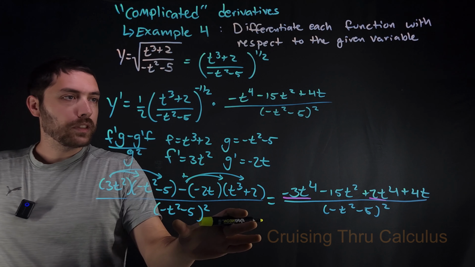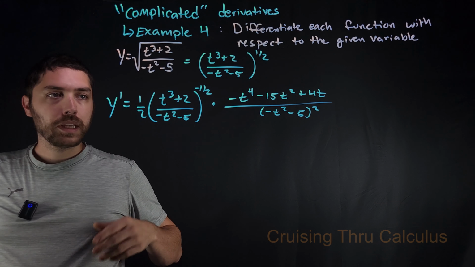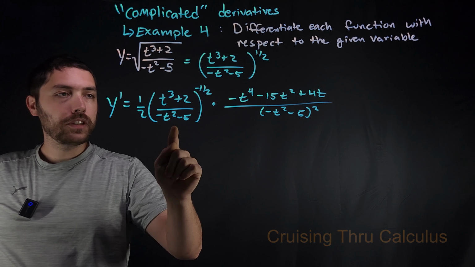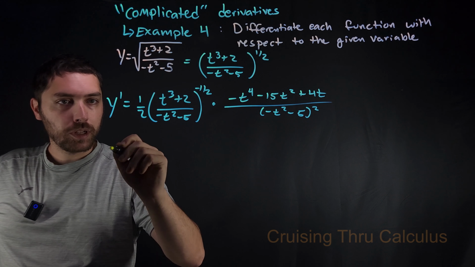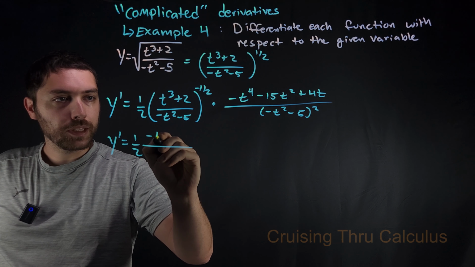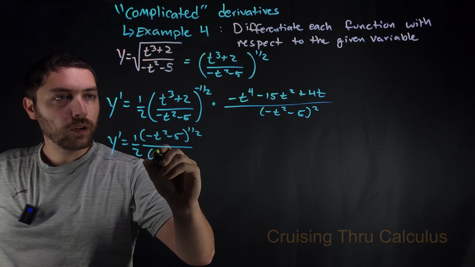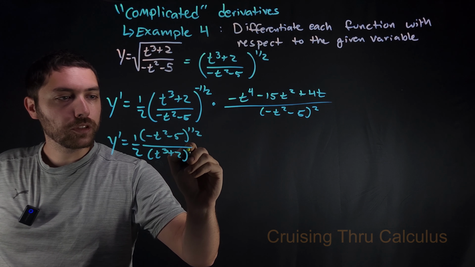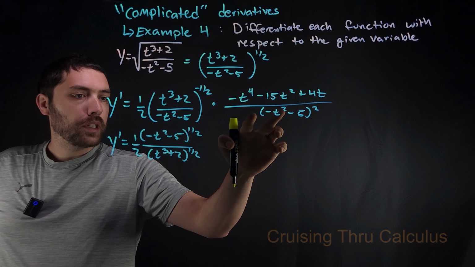All right, so let me erase this, and then we're going to see if we can try to simplify this further. Okay, so I notice a negative exponent here. Let's deal with that. We can apply it to both pieces and then flip them. So I'll do that all in one go here. We're going to get 1/2. We're going to get the negative t squared minus 5 to the power of 1/2 over t cubed plus 2, also to the power of 1/2.